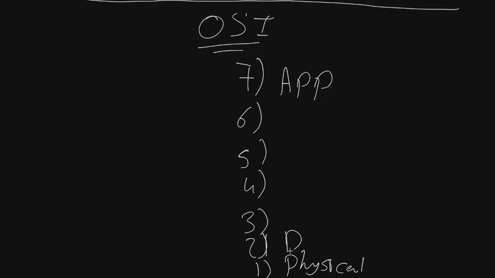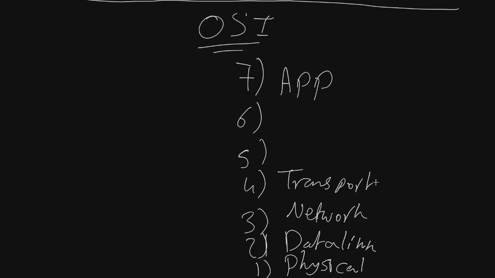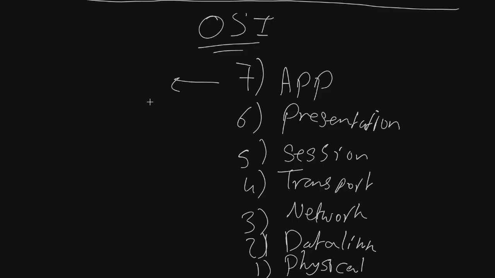Then there is the data link, there is also the network, there is the transport, session, and the presentation. So as in TCP/IP, the application and all of these upper layers are called the upper layers. From 5 to 7 are called upper layers. They send data.